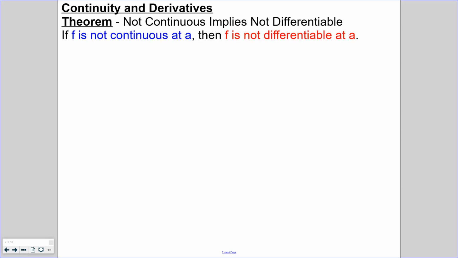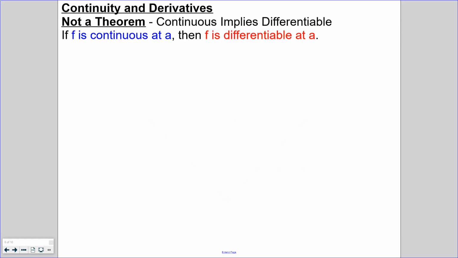Alright, then we have another theorem that tells us that if a function is not continuous at a, then it is not possible to find a derivative at a. So not continuous implies not differentiable. So in order for us to take the derivative, the function has to be continuous.